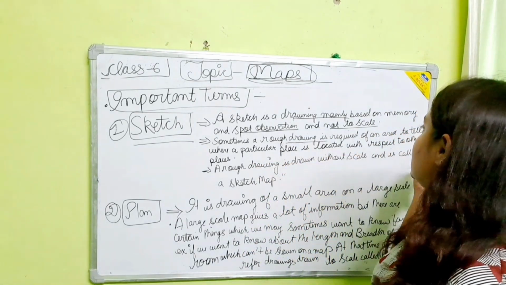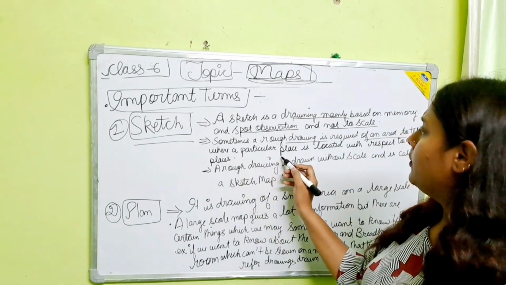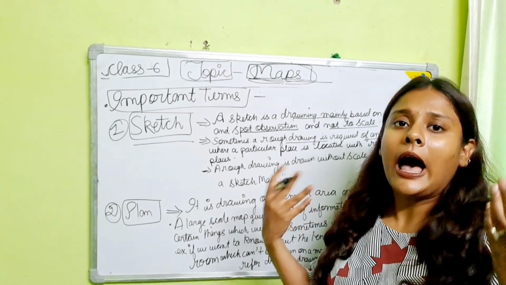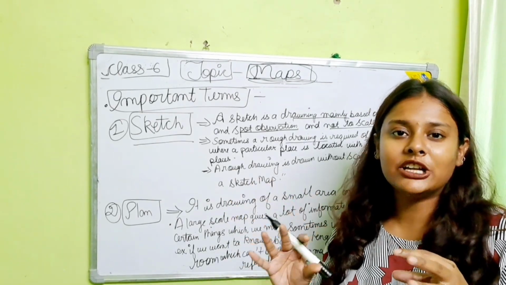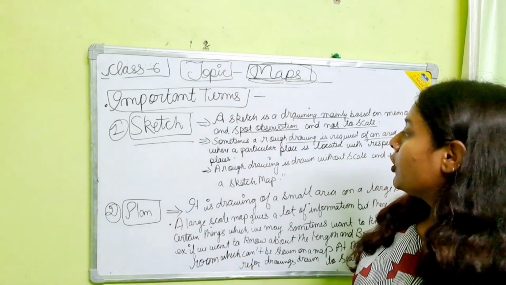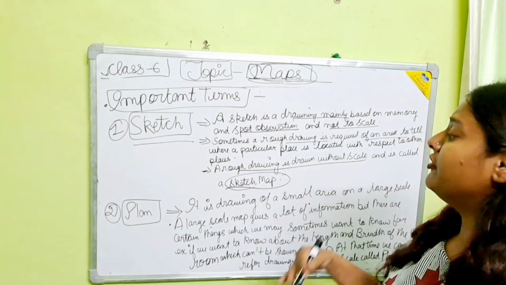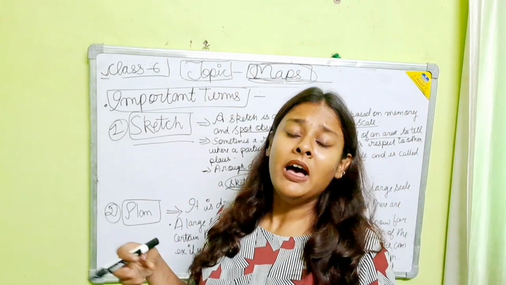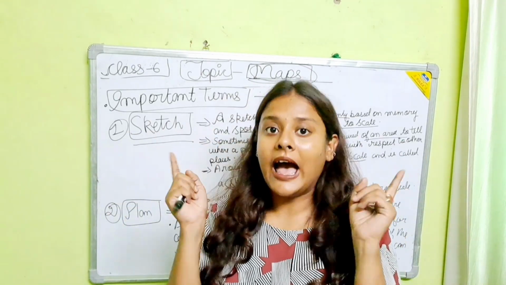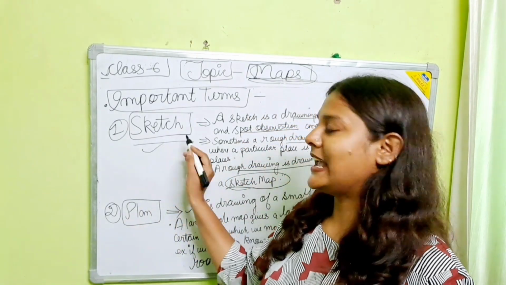Sometimes a rough drawing of an area is required to tell where a particular place is located with respect to another place. Sometimes we require a rough sketch of a location so that we can reach one place. A rough drawing drawn without scale is called a sketch map. If somebody asks you what a sketch map is, a rough drawing that is drawn based on your memory and spot observation without any scale is regarded as a sketch.